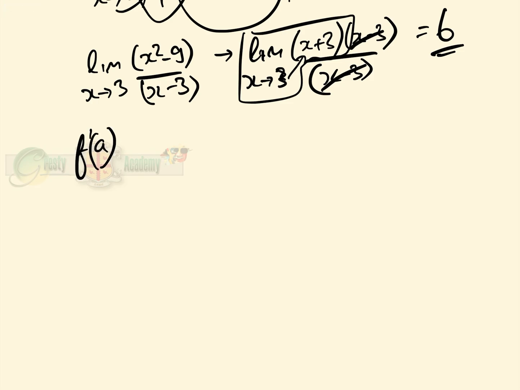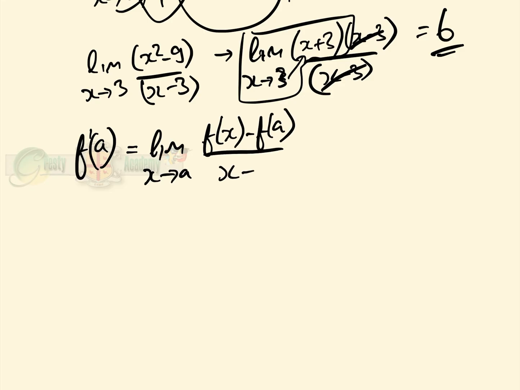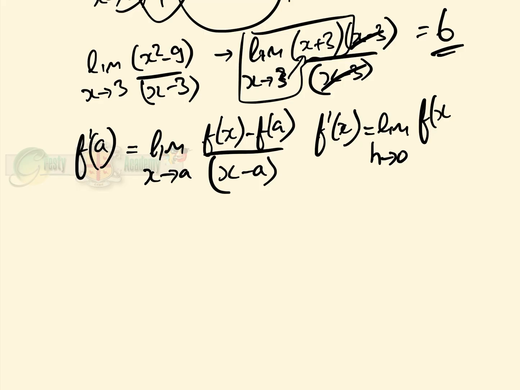The derivative of f(x) at a is equal to the limit, this is just by the definition of derivatives, as x approaches a of (f(x) minus f(a)) over (x minus a). And you may have seen this as a slightly different form. You might have seen it as f'(x) is the limit as h approaches 0 of (f(x plus h) minus f(x)) over h, but it's the same thing. Basically, this is just the standard definition of the derivative.